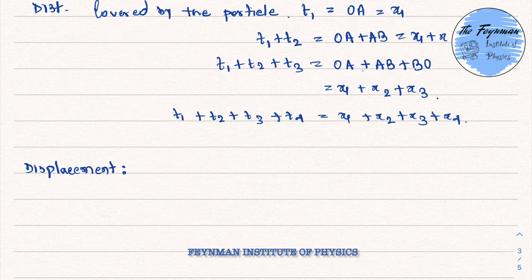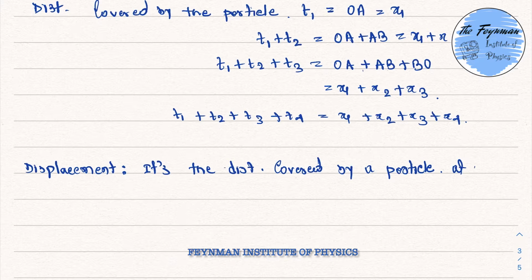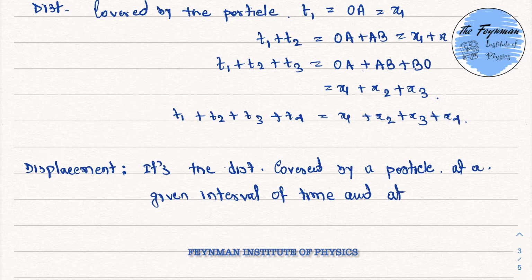So displacement for a particle can be defined as the distance covered by a particle at a given interval of time and at a given direction.